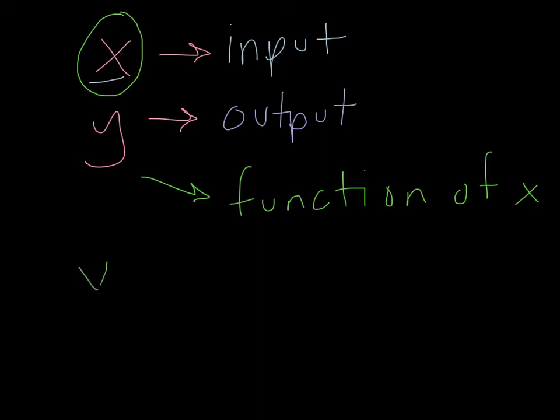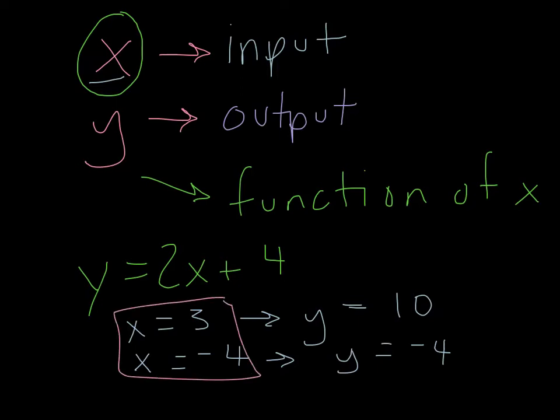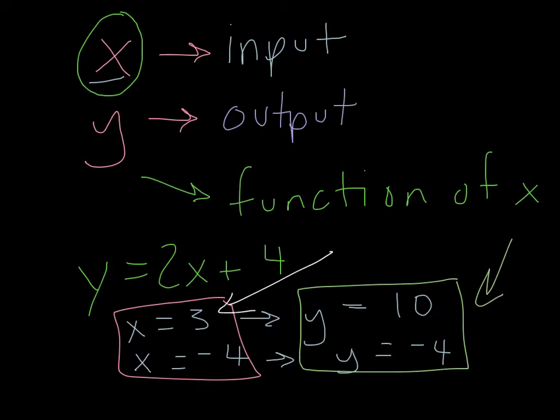So for example, if I have y equals 2x plus 4, and I put in an x of 3, I get a y of 10. If I put in an x of negative 4, I get a y of negative 4. So depending upon what I put in, I get something else that comes out here. So these values are a function of what these values are. The x values are creating the y.